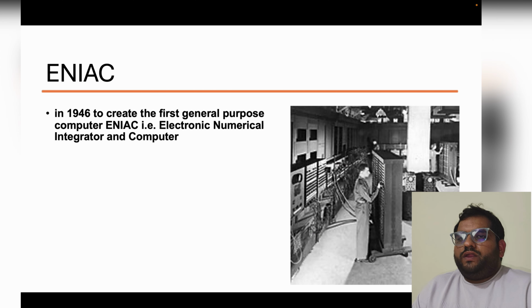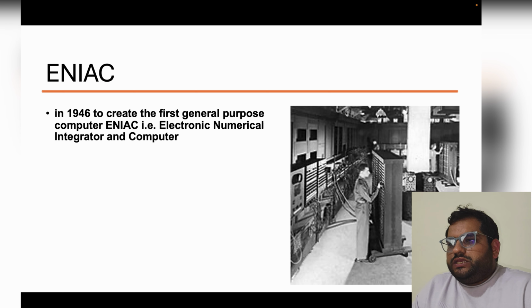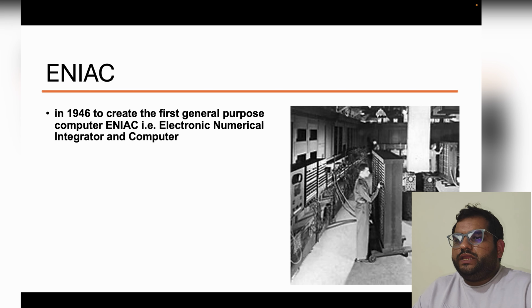Then almost 150 years later, in 1946, there was the first general purpose computer, known as the Electronic Numerical Integrator and Computer, ENIAC for short. That was a very huge one. You can see the picture over here. It was a very big computer.